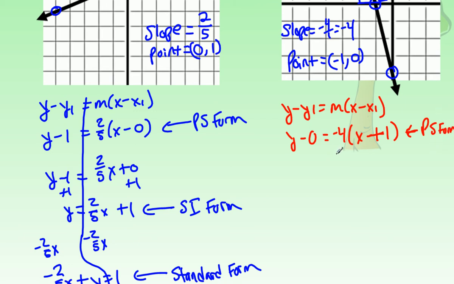And then we change it to slope intercept form, so we get the y variable by itself, which sort of already is because this minus 0 doesn't do anything. So we have y equals, but we need to pretty this up. So we're going to distribute, giving us negative 4x minus 4, which is now slope intercept form.